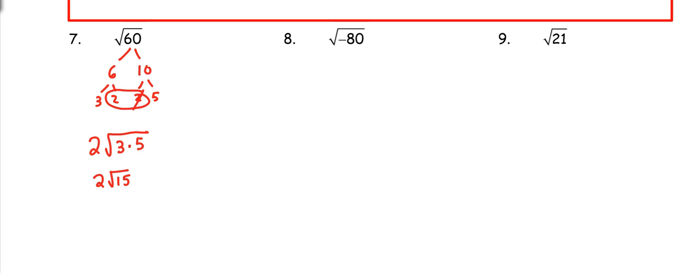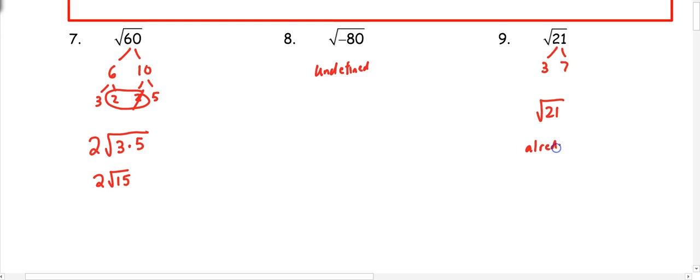Number 8, the square root of negative 80. Remember when there's a negative number underneath the square root, that is undefined. If you were trying to put that in your calculator, it would give you an error. Number 9, square root of 21. Two numbers that multiply to 21 are 3 and 7, and those are both prime numbers. So at this point, I don't have any pairs, which means that the square root of 21 is already simplified.